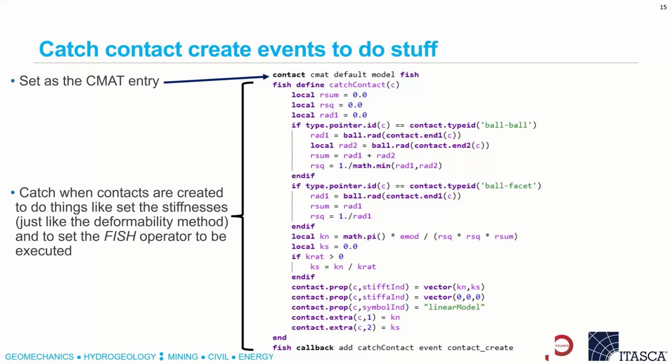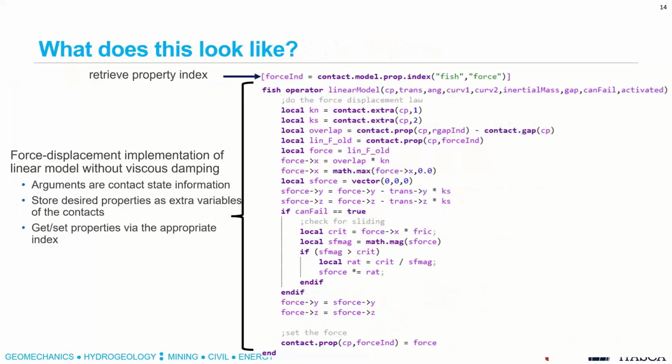You can also catch this contact using a FISH callback event to initialize some values in the model, and also initialize which function will be executed. This function, linear model, is the one that will be executed during the force-displacement law in the cycle sequence. So for each contact during the cycle sequence, this linear model function that we define will be executed, and the force in all the contacts will be updated.